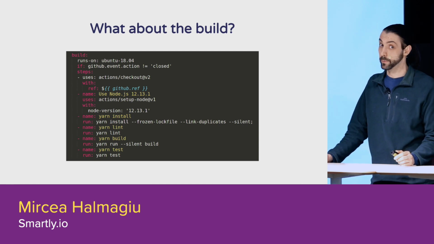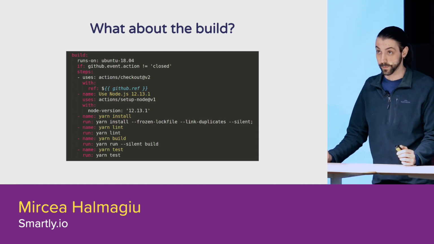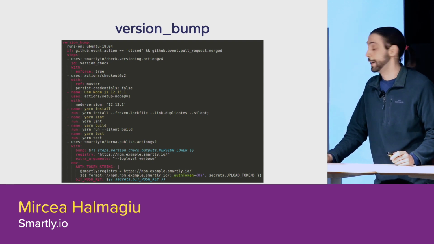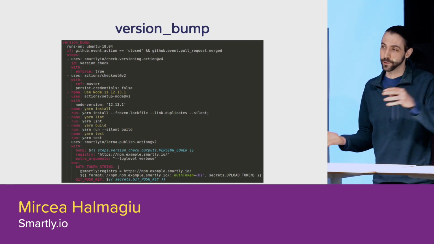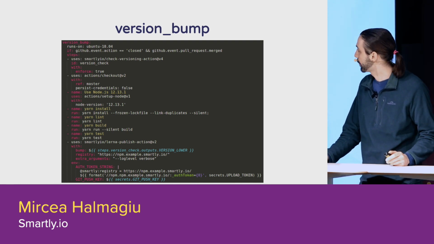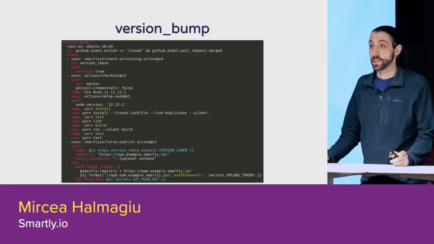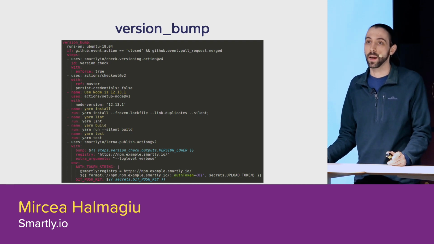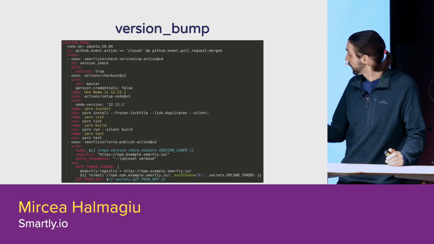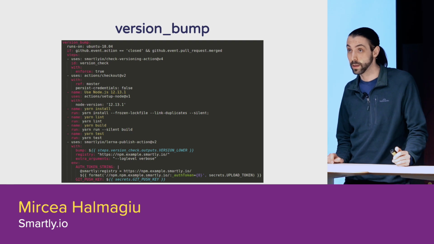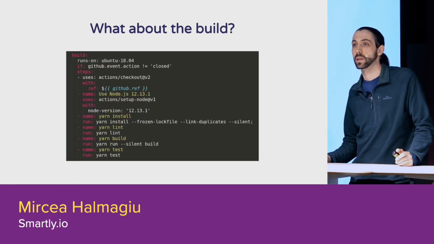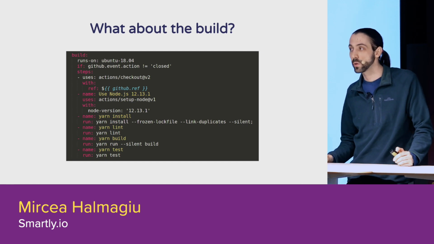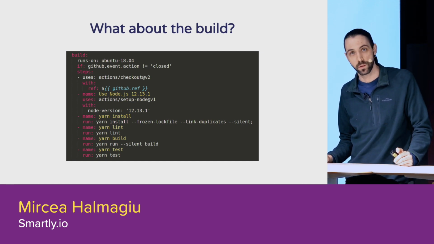And then we get to the fun one, which is version bump. Version bump is a little bit longer. I really hope you guys can see this. I'm sorry, I tried to get it as compact as possible. Again, we're specifying the operating system we want this to run on, and I'm actually going to go back because there's something I forgot to mention in build: we only run this build when the action that triggered the build is not closed.